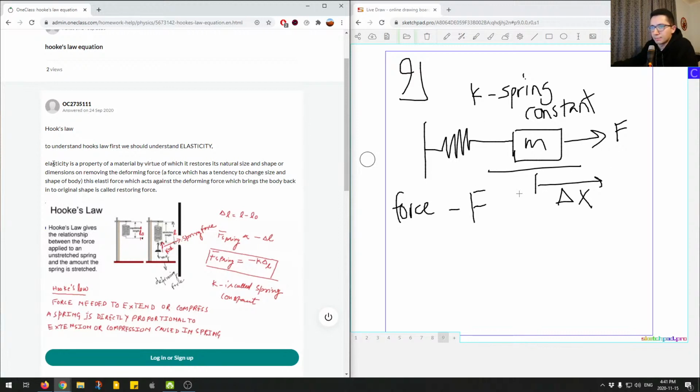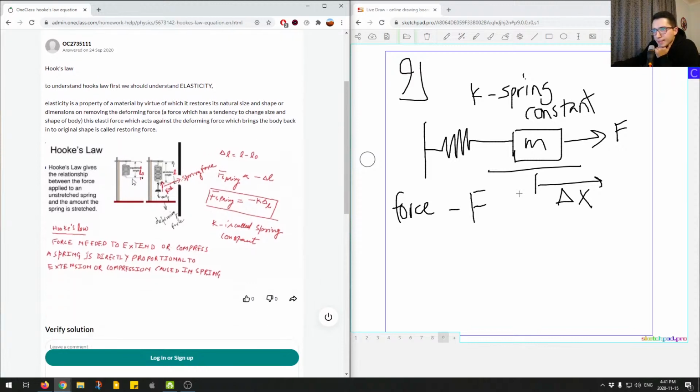So here, this elastic force, which acts against the deforming force, brings the body back to the original shape. So we're talking about the elastic force, and then there's the deforming force. Hooke's law gives a relationship between the force applied to an unstretched spring and the amount the spring is stretched. Hooke's law: the force needed to extend or compress a spring is directly proportional to the extension or compression of the spring. So here we're given a little diagram and some explanation. Essentially the equation for Hooke's law is force equals negative K delta X.